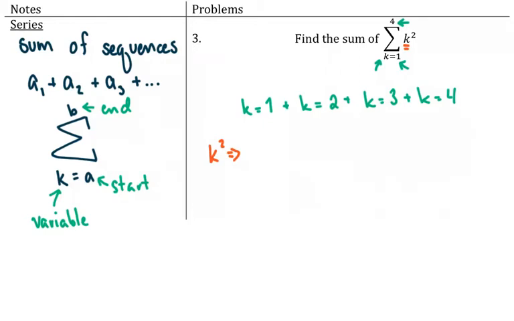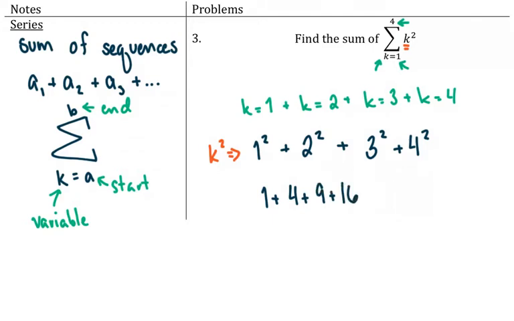So the k equals 1 term will be 1 squared. k equals 2 is 2 squared. Oh, that should be an addition sign, since it's a series, plus 3 squared plus 4 squared. And from there you can just do the math. 1 plus 4 plus 9 plus 16 is equal to 30 as our final answer. So series, it's mostly addition, just learning about the notation.